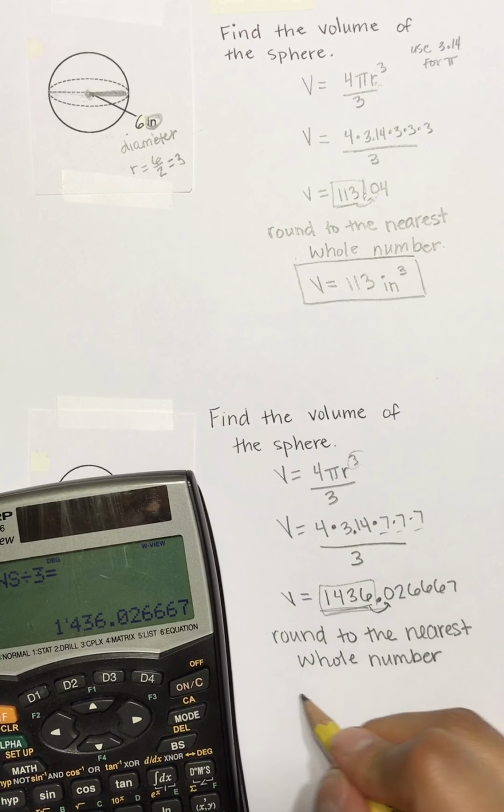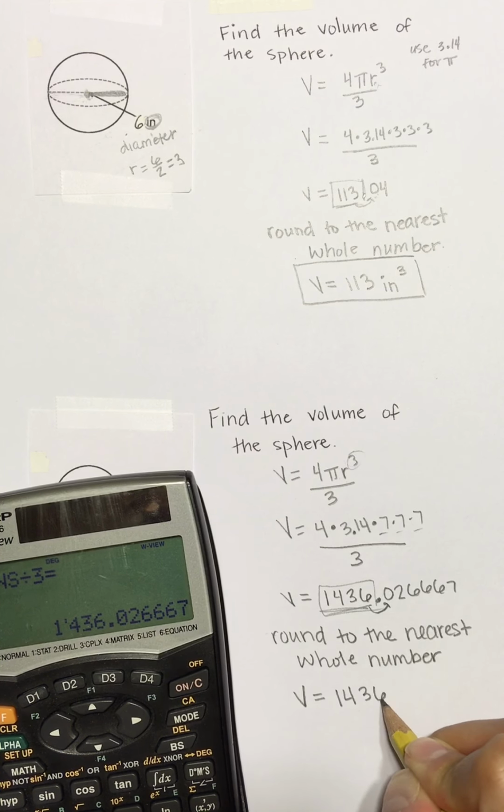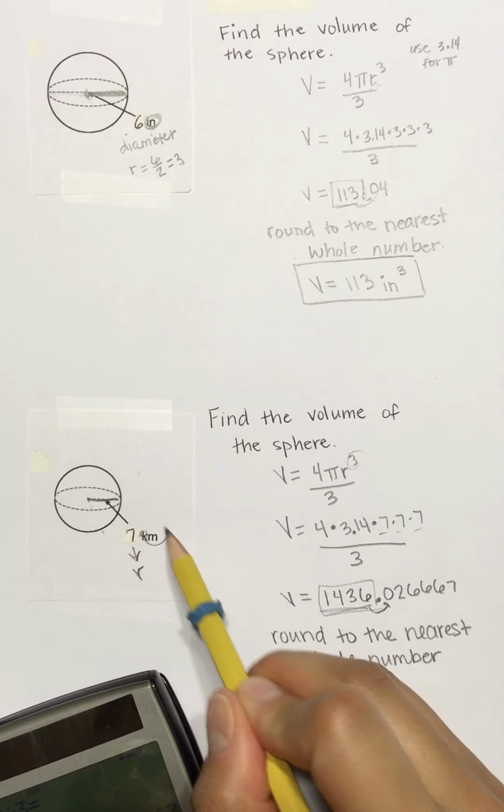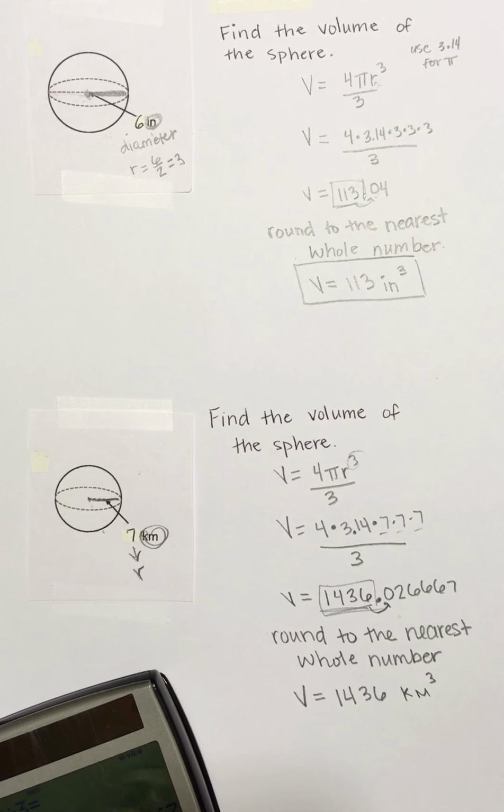Just like that. And then you need units. Units were kilometers. So kilometers cubed, or cubic kilometers, would be my final answer for volume there. Yes, you have to have units. Otherwise it's not correct.